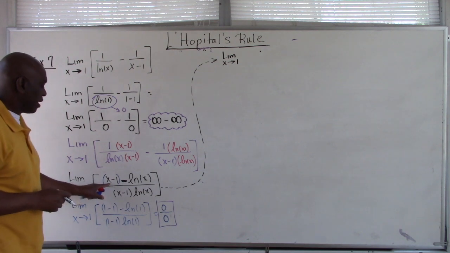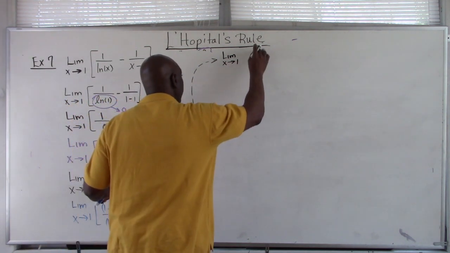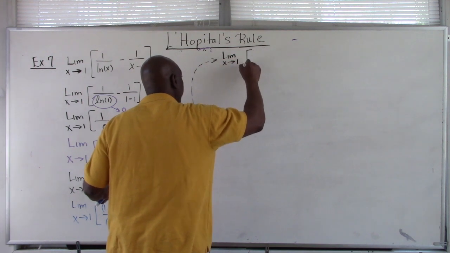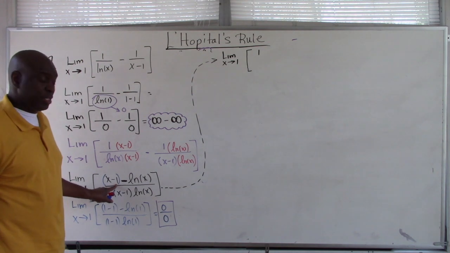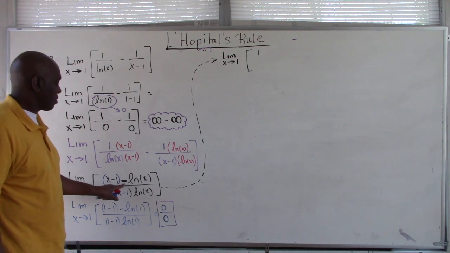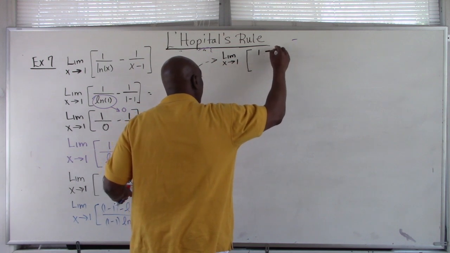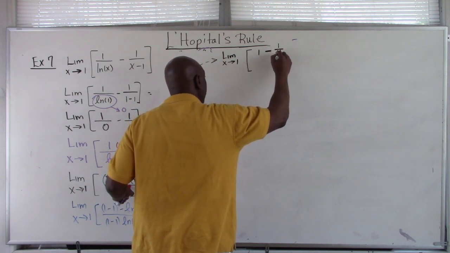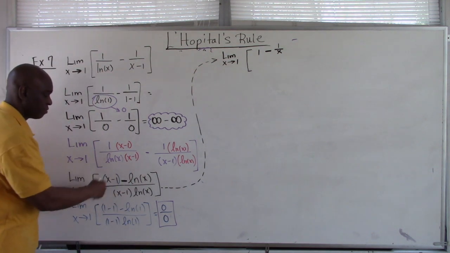the derivative of x is 1, so I'm going to have a 1, the derivative of 1 is 0, minus the derivative of natural log, which is 1 over x. So that takes care of my numerator.